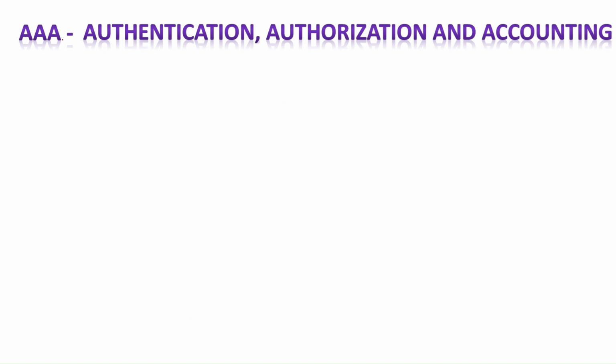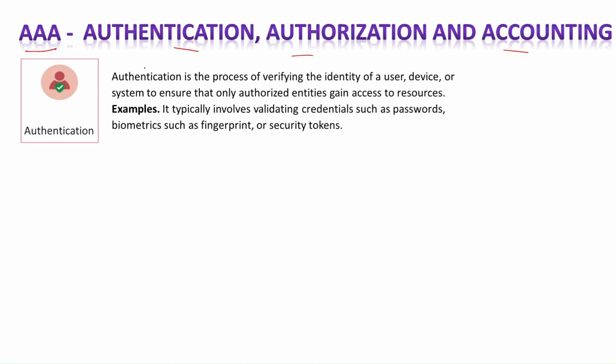Another important concept is triple A, which stands for authentication, authorization, and accounting. We will study these three one by one. Authentication is the process of verifying the identity of a user, device, or system to ensure that only authorized entities gain access to resources. It typically involves validating credentials such as passwords, biometrics such as fingerprints, or security tokens. These all three are types of authentication.